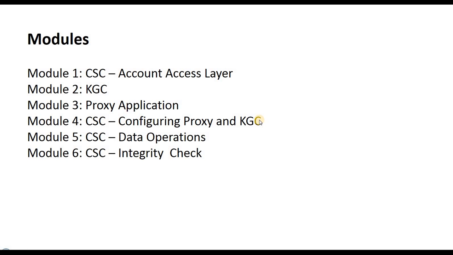Okay, now let me explain to you the module wise flow diagram. You people know that our project has been divided into 6 modules as shown here. Let me go to module number 1. Module number 1 is all about the account access layer, where the user will be able to create a new account, log into the account he created, log out from his account, edit the profile, delete the account, and change the password. All these basic operations can be done in module 1.